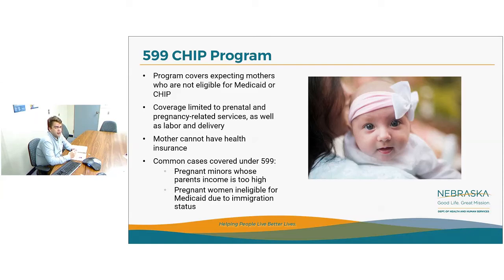Eligible mothers cannot have other health insurance. And included here are two common examples of how someone might end up eligible for the 599 CHIP program. Pregnant minors whose parents' income may be too high so that she wouldn't be eligible for those services, or women who might not be eligible due to their immigration status.